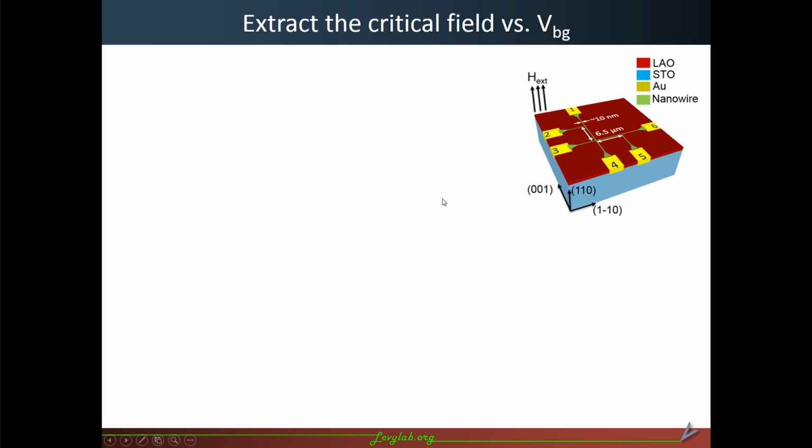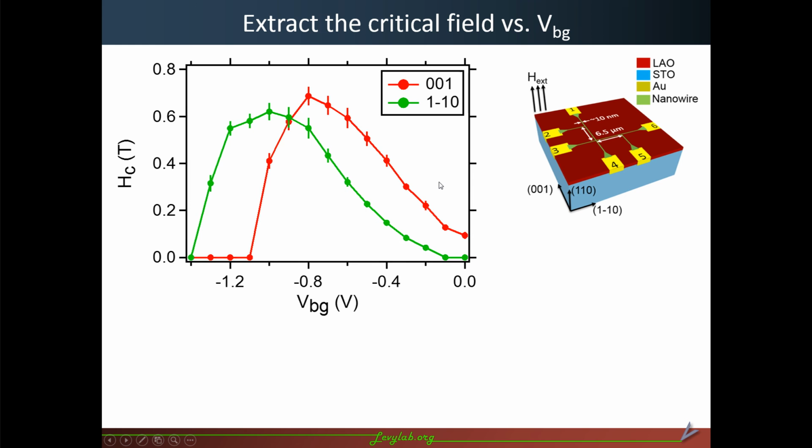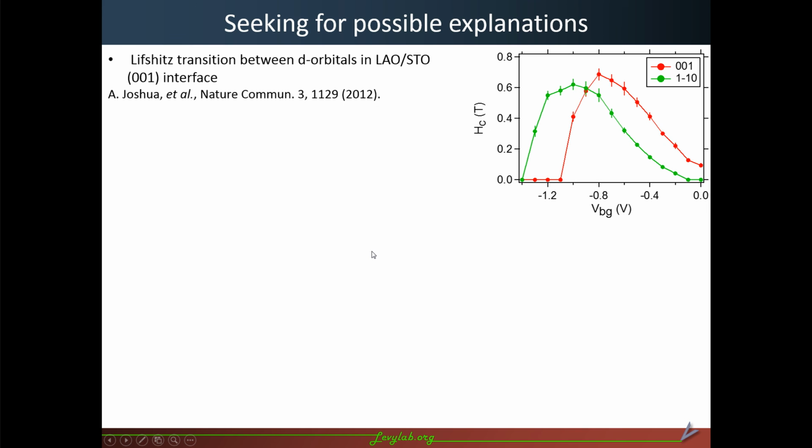So from this series of data, we can extract the critical field as a function of backgate voltage. The data looks like this, and we can see two superconducting domes, one for the 001 direction and the other for the 1-10 direction. We can also see the two domes have a shift, which means the backgate voltage for the maximum upper critical field has a 0.2 volt difference. This is interesting, and we are seeking possible explanations.